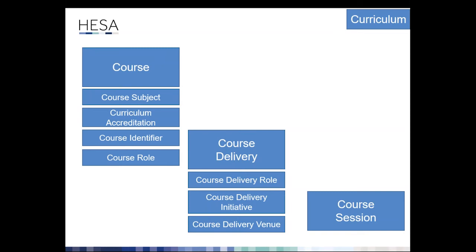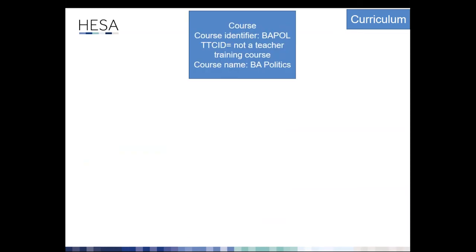So if we put that into an example, we're going to come back to this example throughout today. So the example we've got is just a 3-year BA in politics. So you set up your course as a BA in politics. Teacher training ID would say it's not a teacher training course. You'd set up the associated subjects. So there you've got your HECOS codes and a percentage of 100. And then you would set up the associated course deliveries.